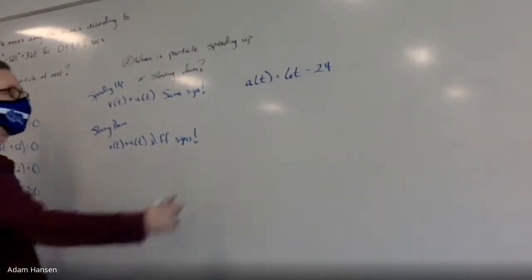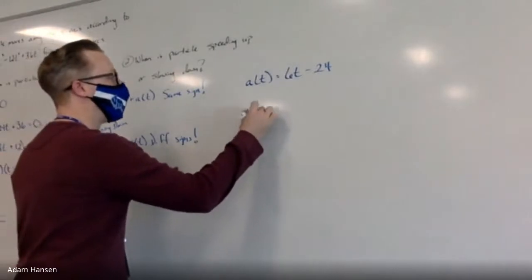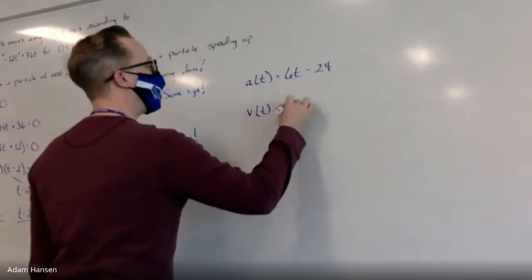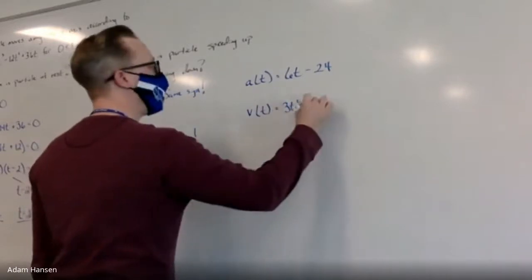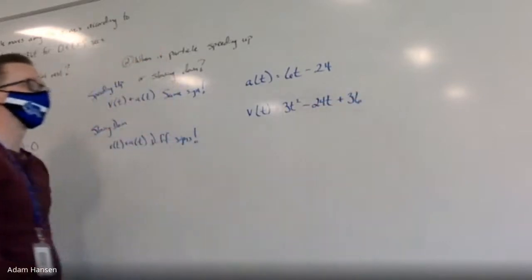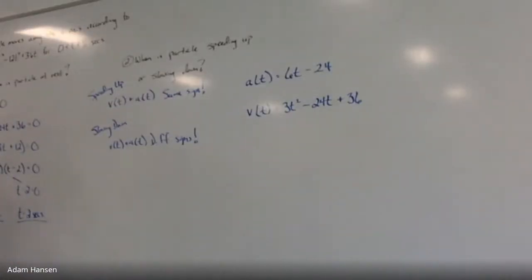The velocity function, we're going to have to compare that here in a second, so let's just write that down again. We got here 3t squared minus 24t plus 36. I'm trying to look at the signs of these two functions. Where are they either positive or where are they negative? Where would they switch signs?